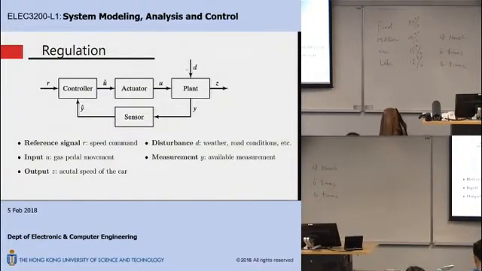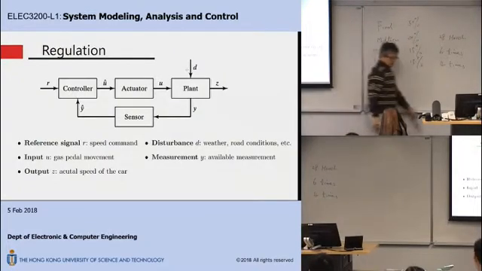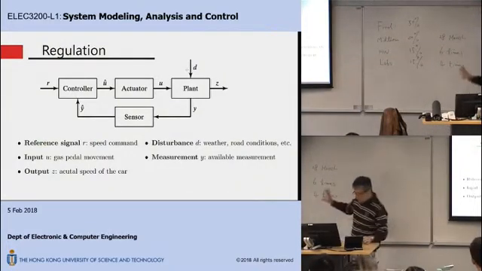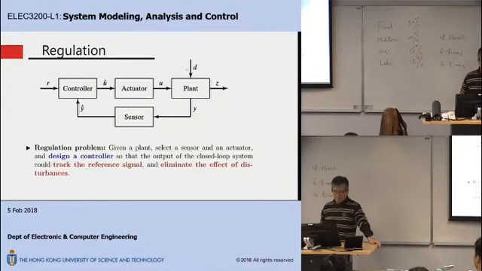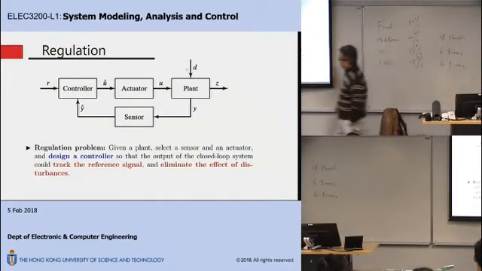This controller is called a 2 degree of freedom controller because you have two parts of the process. Later on you probably can appreciate this word, 2 degree of freedom controller, 2DOF controller. You will appreciate this word further. So regulation problem, if we state it in a formal way, again look at this block diagram.